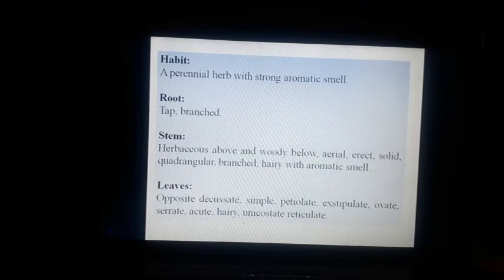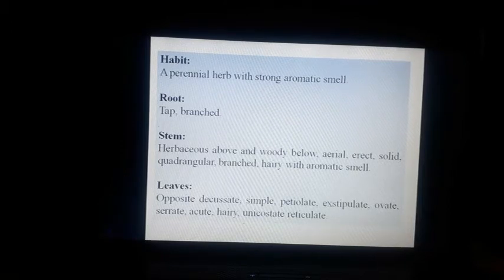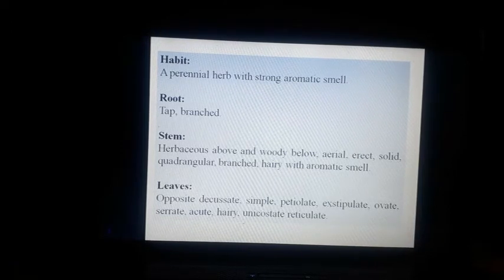Leaves are opposite decussate, as we discussed in the Asclepiadaceae family. Opposite decussate leaves, we can see from this diagram that these leaves show the opposite decussate arrangement, in which the first pair of leaves are opposite to each other, and the second pair of leaves is at a 90-degree angle to the first pair. Then simple petiolate leaves means petiole is there. Exstipulate means outgrowth at the base of the leaf is absent. Ovate shaped leaves are there. Serrate means serrate margins.